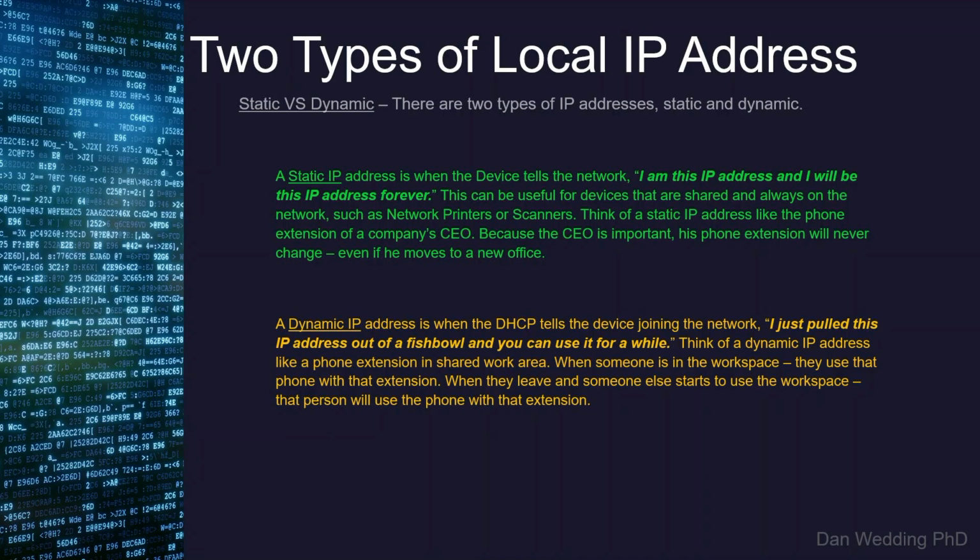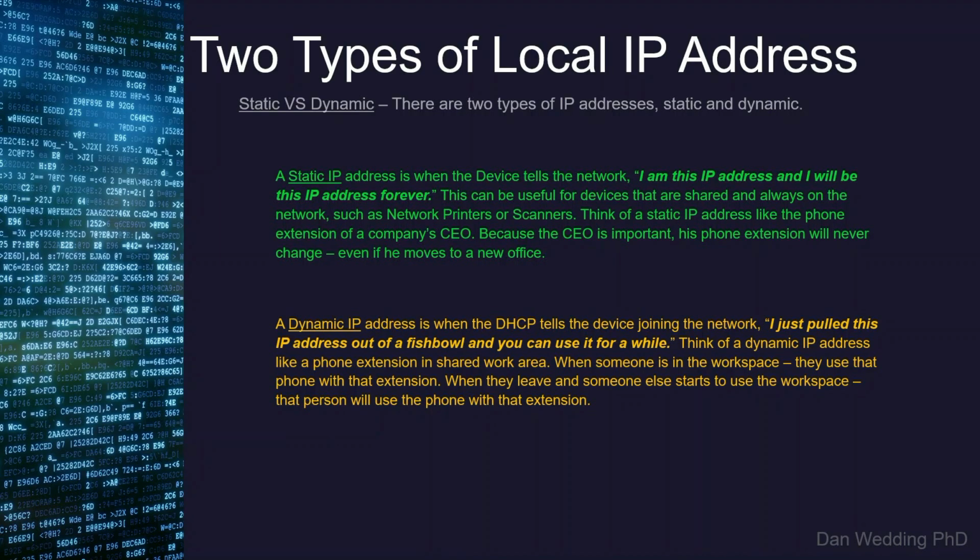There are two types of IP addresses, static and dynamic. A static IP address is when the device tells the network, I am this IP address and I will be this IP address forever. This can be useful for devices that are shared and always on the network, such as network printers or scanners. Think of a static IP address like the phone extension of a company's CEO. Because the CEO is important, his phone extension will never change, even if he moves to a new office.